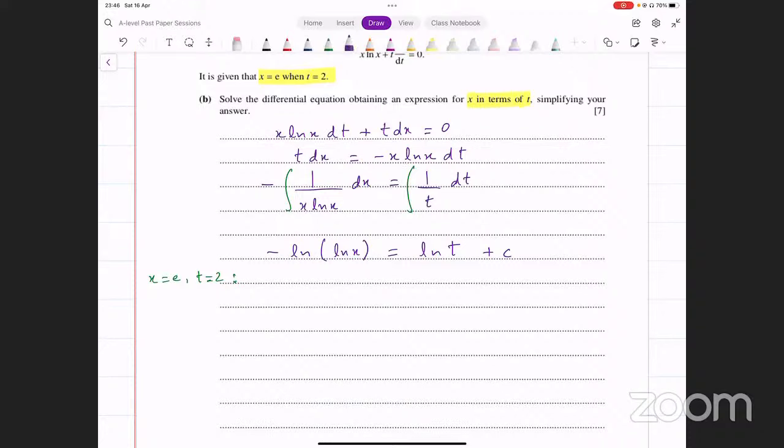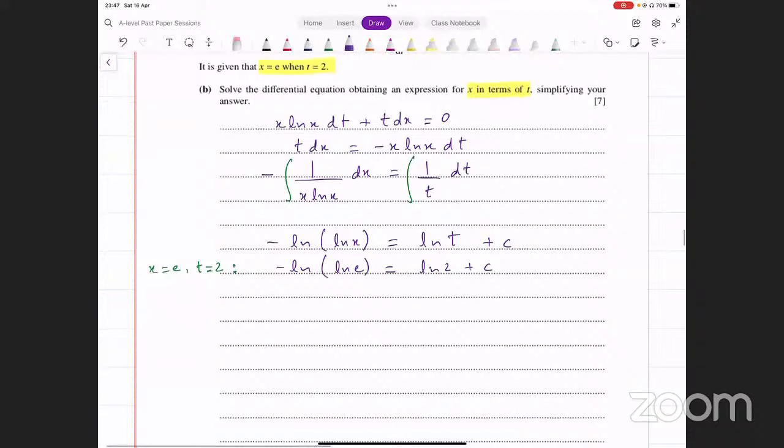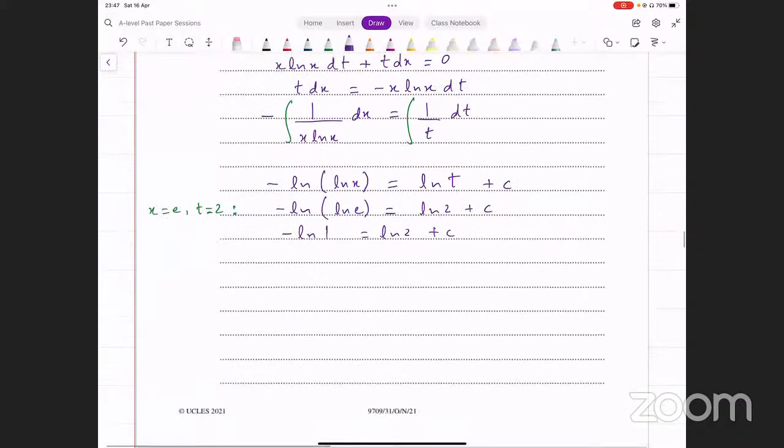Okay, अच्छा, let's do this now. Let's input these values. X की value e input कर दें, minus ln of ln e that equals ln of 2 plus c. ln e क्या होता है? 1, so we get minus ln of 1 equals ln 2 plus c. ln 1 is 0. 0 minus ln 2 equals c. c की वैल्यू हमारे पास minus ln 2 आ गई, ठीक है?